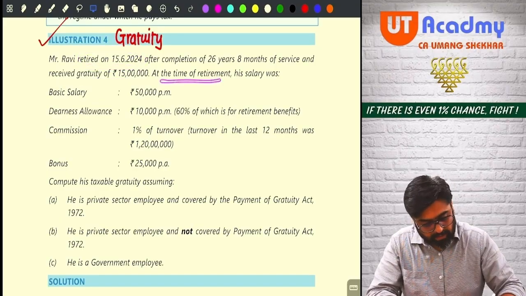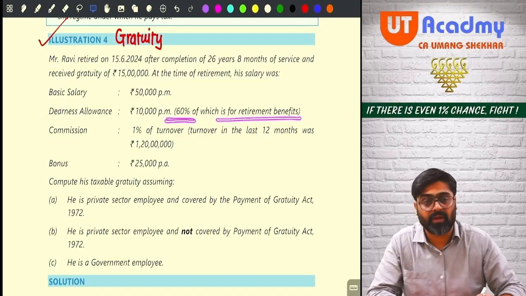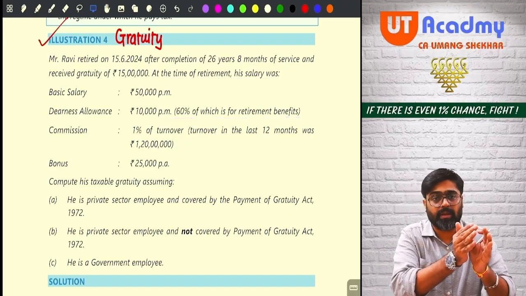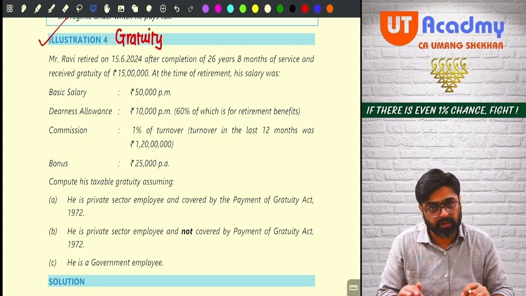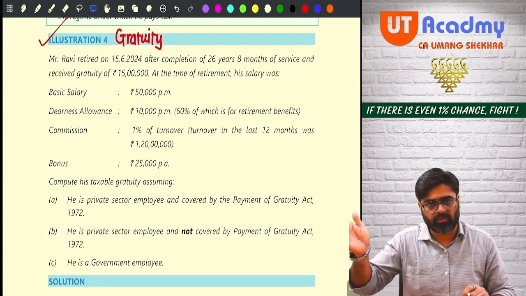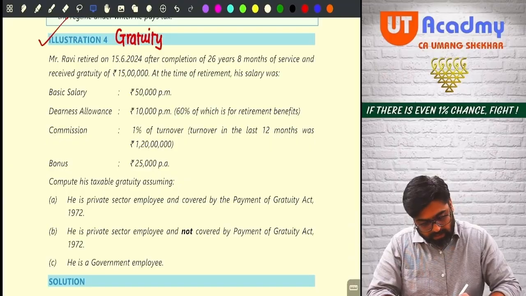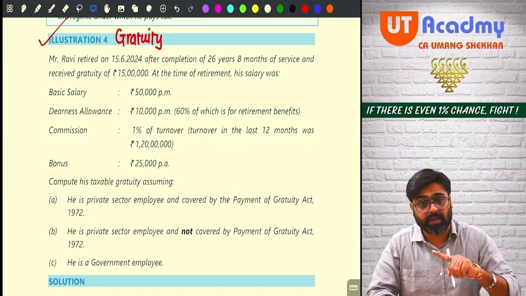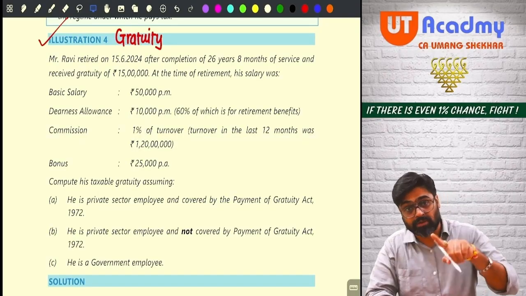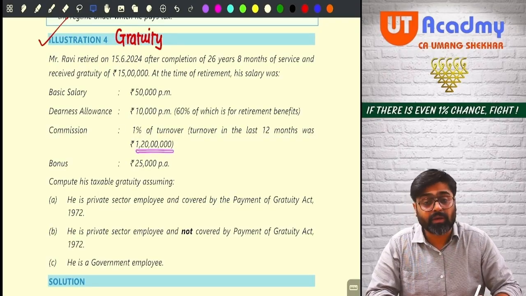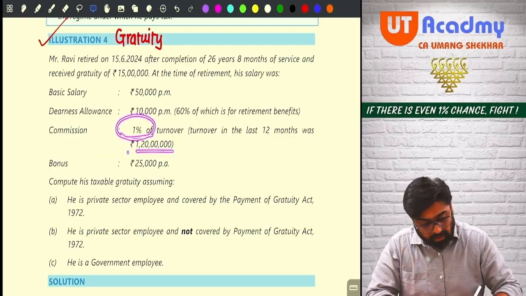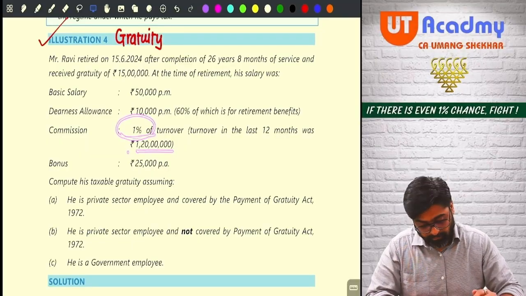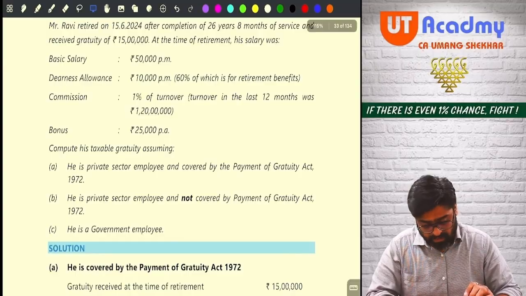At the time of retirement, his salary was basic salary, dearness allowance given. Out of the dearness allowance, 60% is for retirement benefits. The DA which is used for retirement benefits is DA in terms. Yes or no? And remaining 40% is not in terms, right? Next, commission is 1% of turnover, and turnover in the last 12 months they have given, 1 crore 20 lakh. Of that, 1% will be what? Turnover commission. Bonus is given 25,000 per annum.